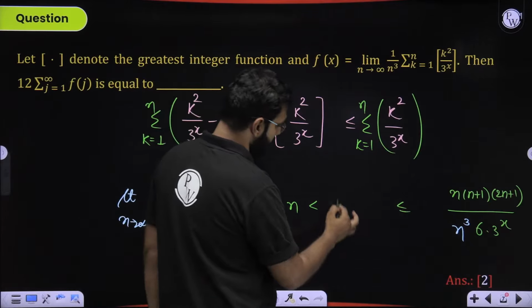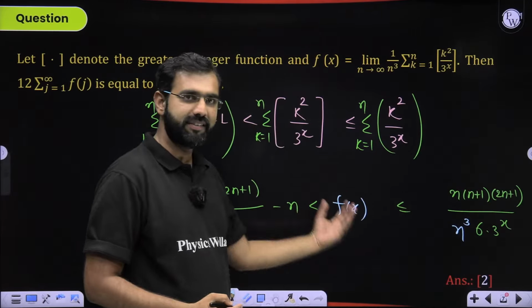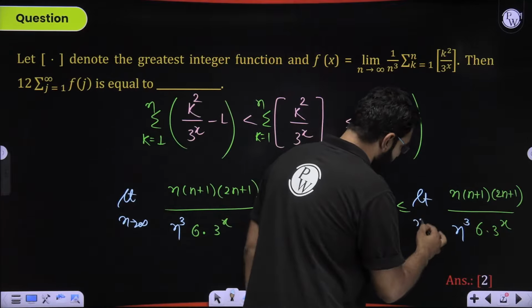So when this is applied, in between it becomes f of x, because that's exactly what we are doing. And here also I'm applying limit n approaches infinity.